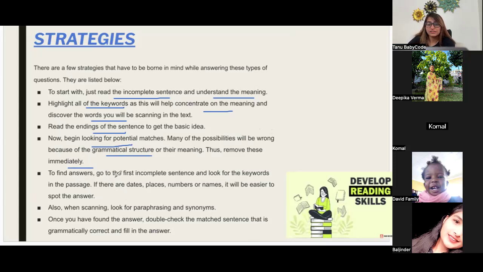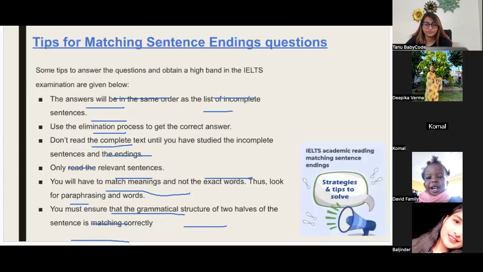To find the answers, you have to go first to the incomplete sentence. Look for the keywords in the passage. If there are dates, places, numbers, or names, it's easier to scan for them. Also, when you're scanning, look for paraphrasing and synonyms, right? Once you have found the answer, double check that the matched sentence is grammatically correct or not. And then you fill in the answer.